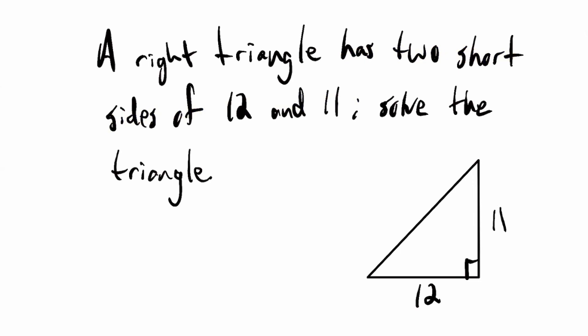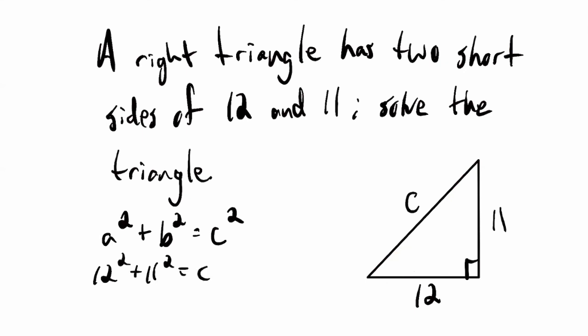So now I need to find the hypotenuse, how long that is, and I need to find the two other angles inside. And the order I do that in doesn't really matter. That's up to me. So I'm going to go ahead and find the long side first because that's just the Pythagorean theorem. If I call this side C, like A, B, C, then A squared plus B squared equals C squared. And I can plug the 12 and 11 in. So this is 12 squared plus 11 squared equals C squared.